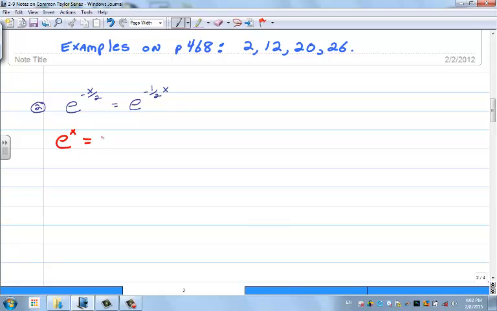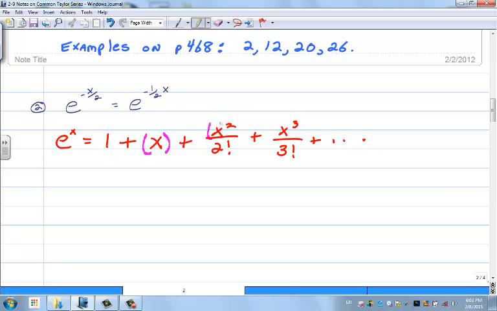e to the x equals 1 plus x plus x squared over 2 factorial plus x cubed over 3 factorial, etc. Now, instead of doing those powers of x, you see how I am putting parentheses around all my x's, and instead of those x's, I am going to plug into the parentheses negative x over 2. And what that will do is allow me to generate a Taylor series for e to the negative x over 2. So here we go.